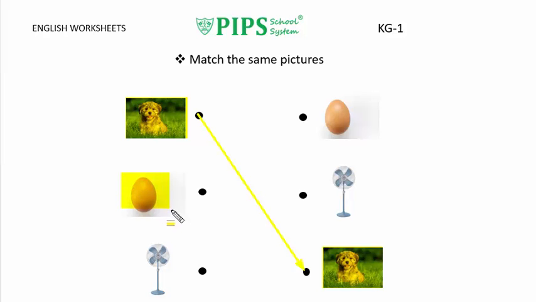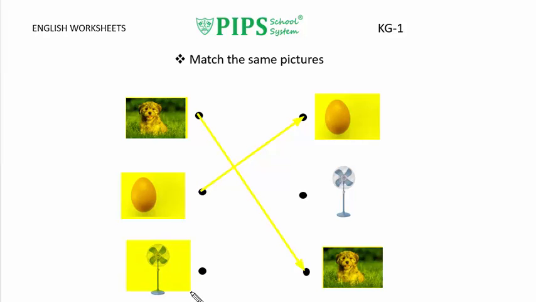This is an egg. Let's see where is the second picture of egg. Here is the second picture of egg which is similar to it. Now we will match the egg with the same picture like this.